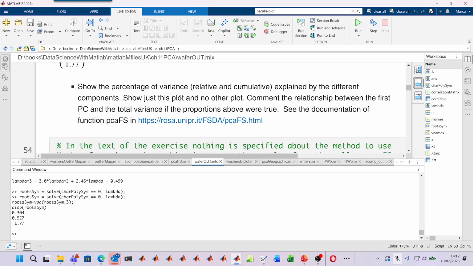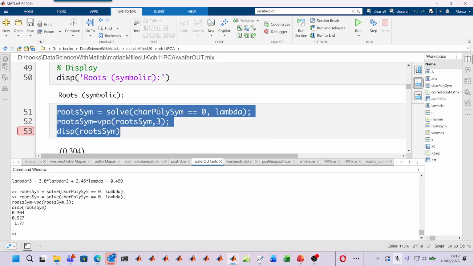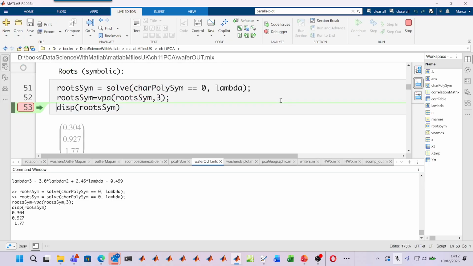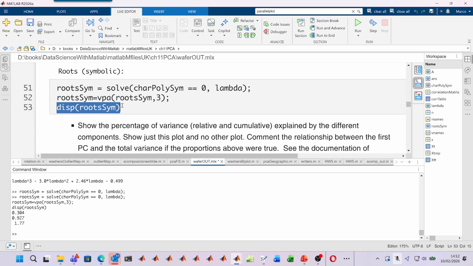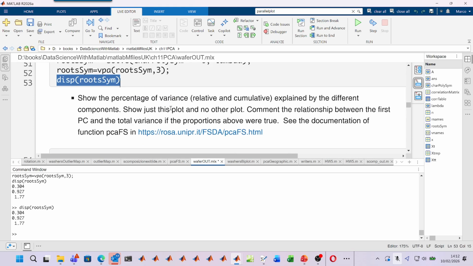Did I miss something to launch here? Let me see. Let me try to launch everything up to this point. Up to line 53. Okay, remove the breakpoint. Stop, and then display. Okay, these are the roots.